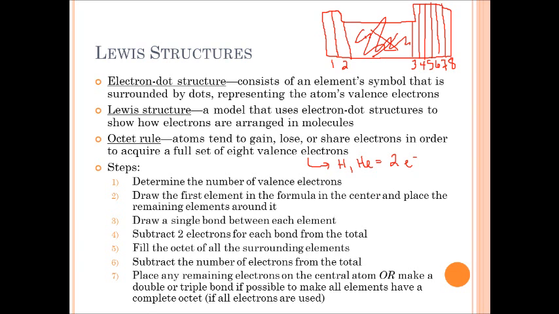And you're either going to do one of 2 things. You're going to place any remaining electrons around the central atom to make it happy. Or if you've run out of electrons, you can't add more electrons, you're going to create a double or a triple bond to make sure that all the elements have a complete octet.